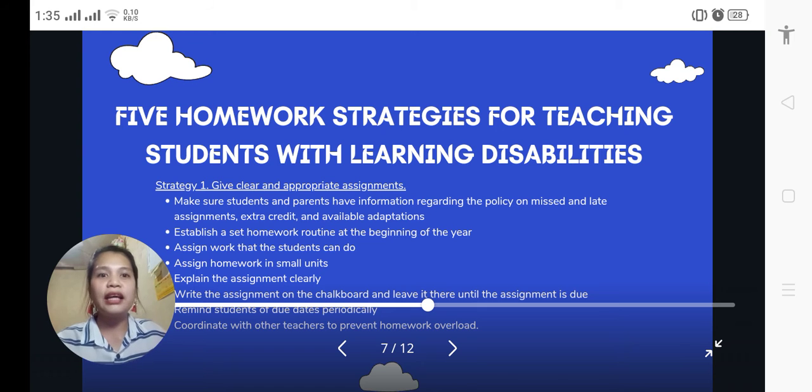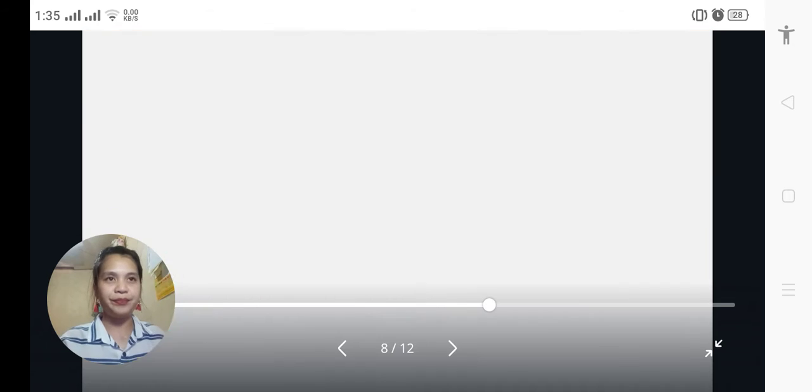Okay, another one is remind students of due dates periodically. So some teachers do it weekly, some per quarter, but it depends on the teacher. And then lastly, coordinate with the teachers to prevent homework overloads. So the parent should call or text the teachers to monitor the assignments of the children or students.